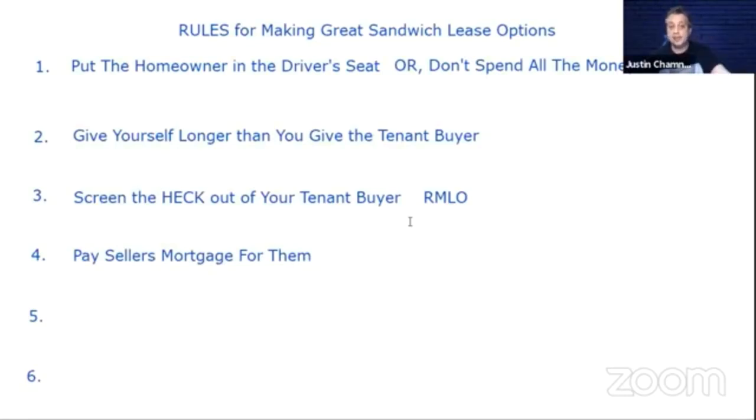I forgot to bring up in rule number three, screen the heck out of your tenant buyer, that part of that is sending them to a residential mortgage loan originator. In other words, a home loan guy. I send them to 1-800-ROCKET-MORTGAGE or whatever. Okay. Used to be Quicken. All right. But number four, pay the seller's mortgage for them.